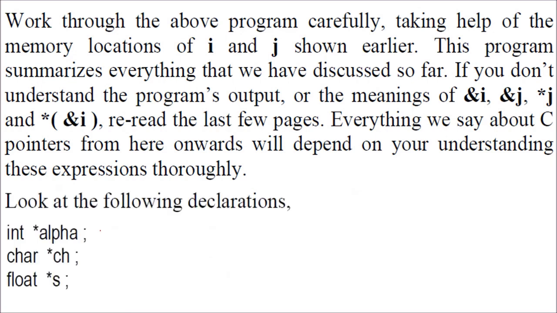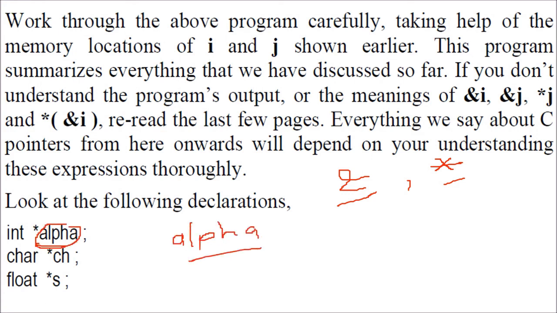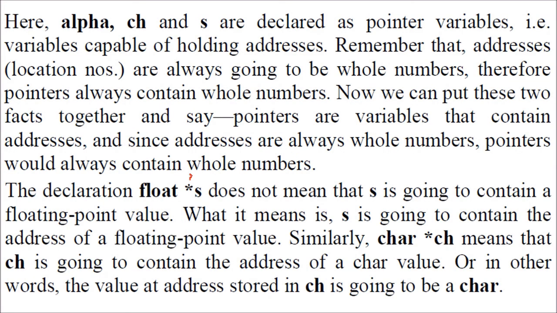These ampersand and star are symbols, and they create confusion. Many people say pointers are confusing. No, only these symbols are confusing. Once you know the concept, they are very easy. So int *alpha means this alpha is a pointer variable which will have the address of some integer value. This will have the address of some character value. This will have the address of some float value. This means that this s will keep the address of some float value.